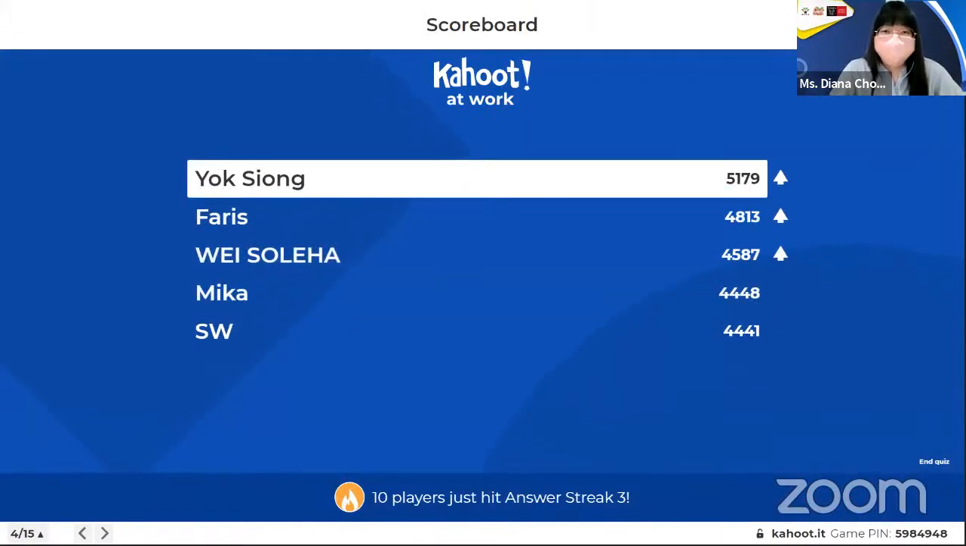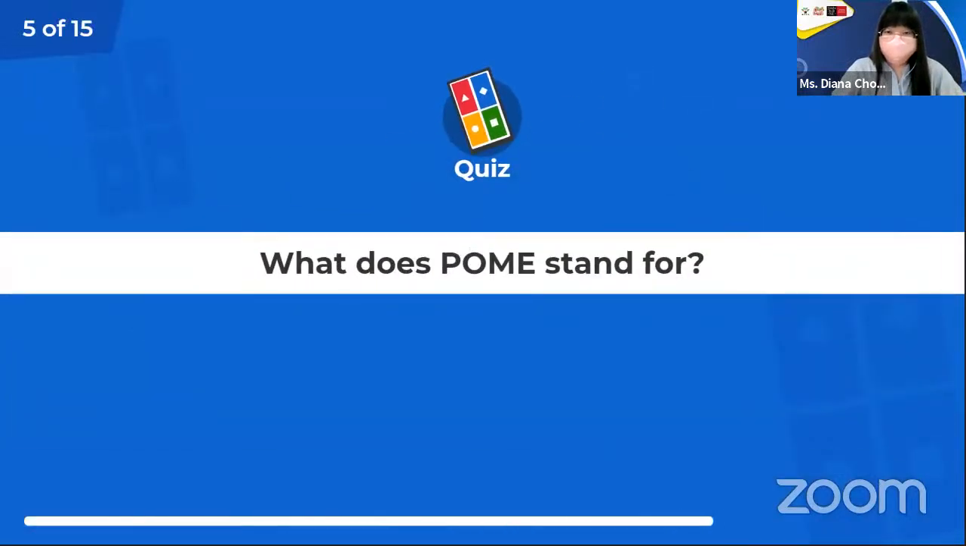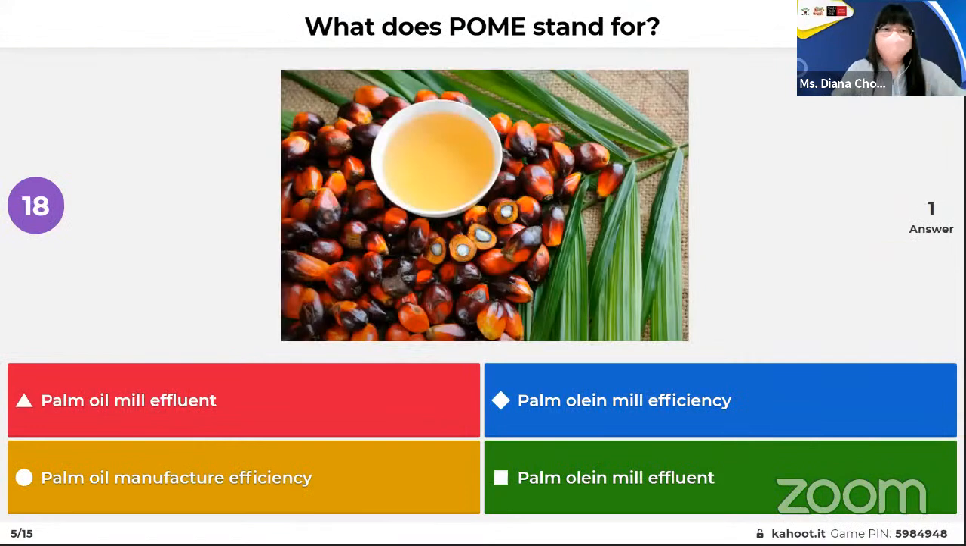Let's see if Mika. Okay, now it's Yoxiong, Faris, Wei Soleha. Mika is now in 4th place, and SW. Next question. What does Pomade stand for? Is it palm oil mill effluent, palm oil mill efficiency, palm oil manufacture efficiency, or palm oil mill effluent?